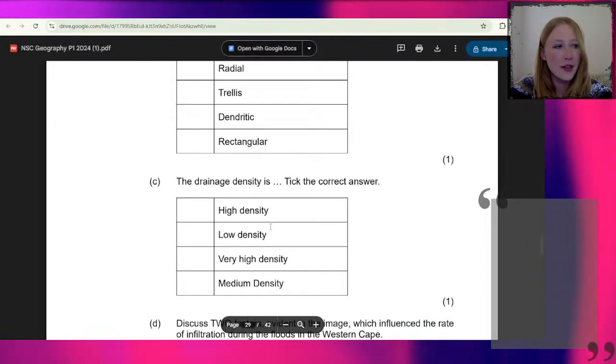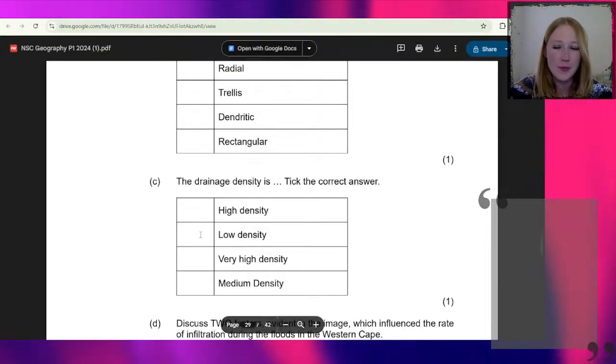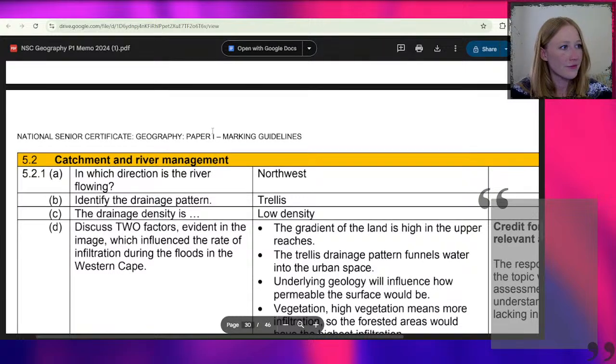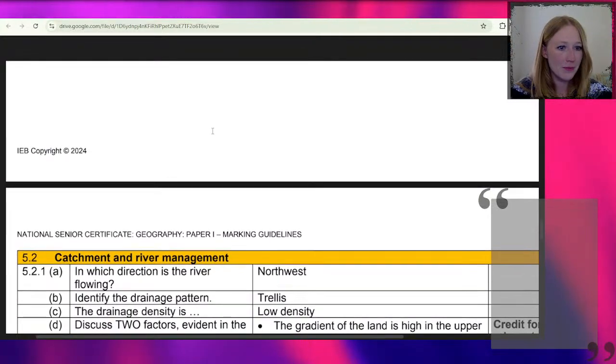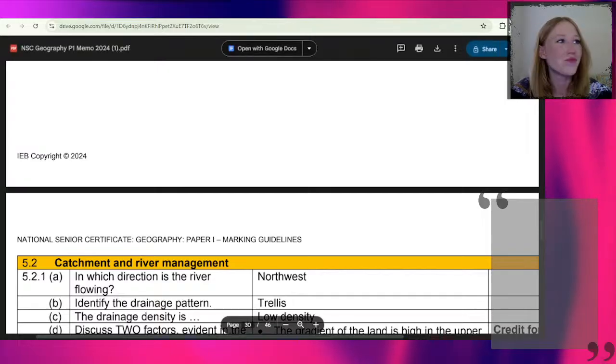We have a high, a low, a very high, and a medium. I'm gonna go low. Oops, sorry, I keep skipping to the next answer. Low. Good.